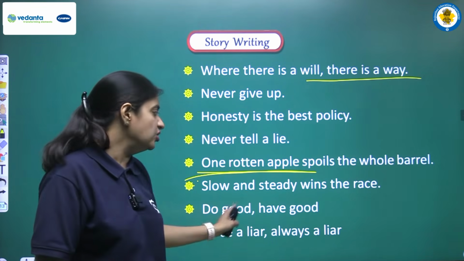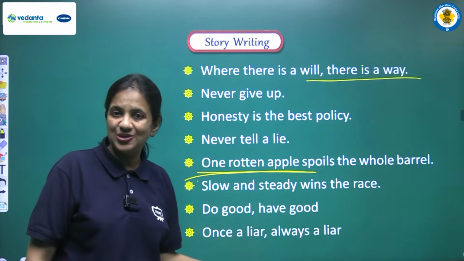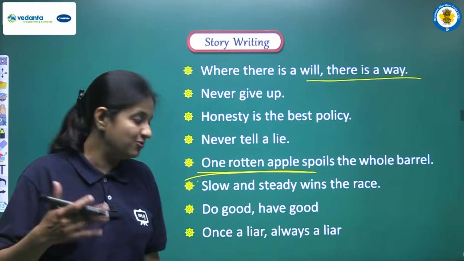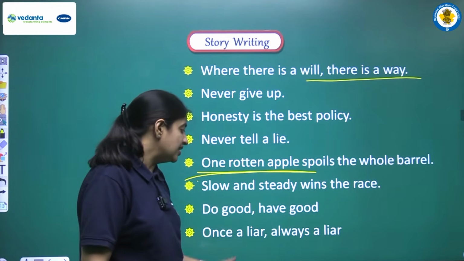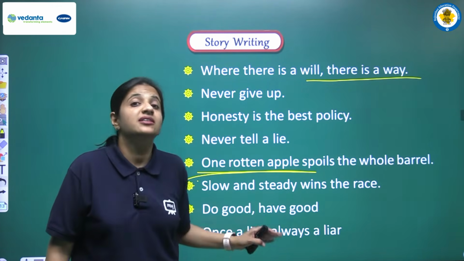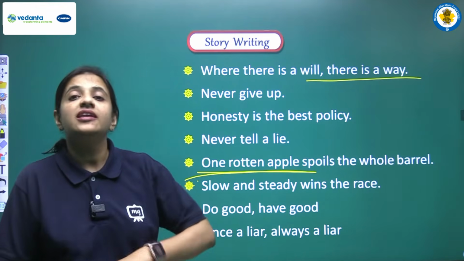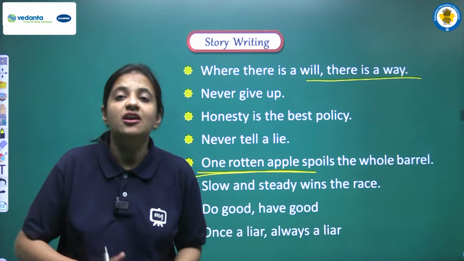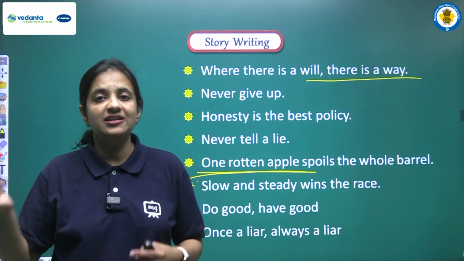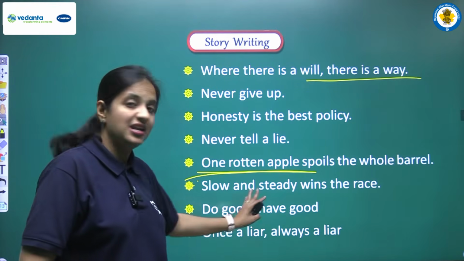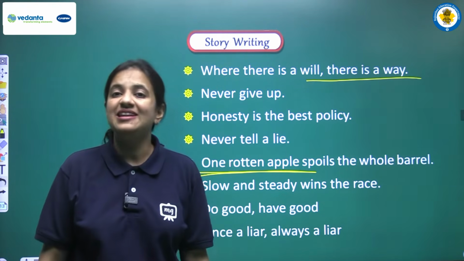Next one is do good, have good. Yes, we can use this appropriately in our stories, do good and have good. Next one, once a liar, always a liar. So yes, if we have the habit of telling a lie, then no one is going to trust us, then we will be a liar for everyone, and definitely for the rest of our life. So it means once a liar, always a liar.